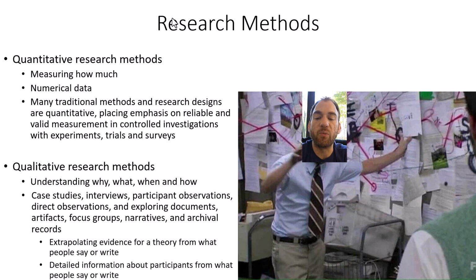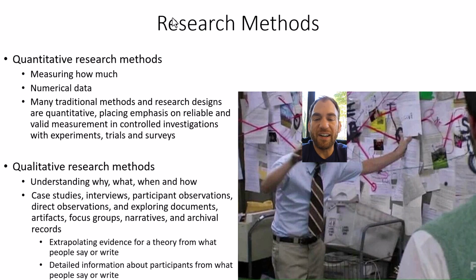Many traditional methods in research designs are quantitative, placing emphasis on reliable and valid measurement and controlled investigations with experiments, trials, and surveys. Qualitative research methods attempt to understand why, what, when, and how. They include case studies, interviews, participant observations, direct observations, exploring documents, artifacts, focus groups, narratives, and archival records. They extrapolate evidence for a theory from what people say or write. Detailed information about participants from what people say or write.